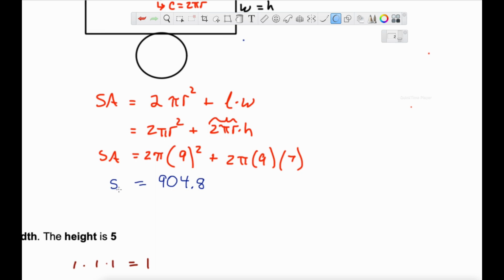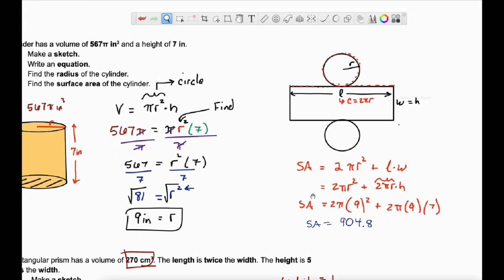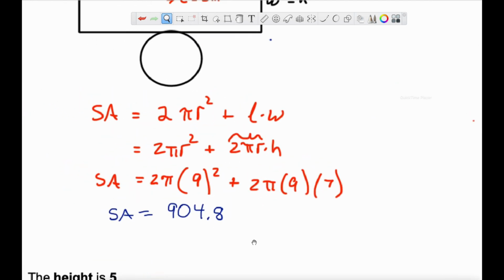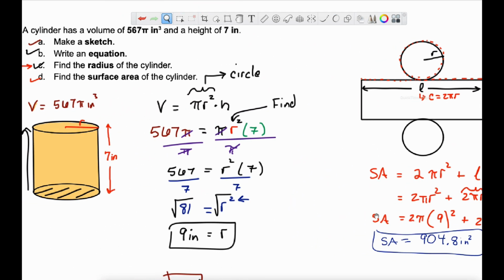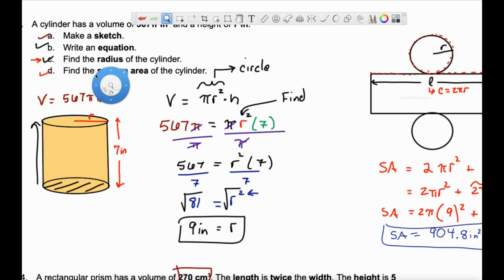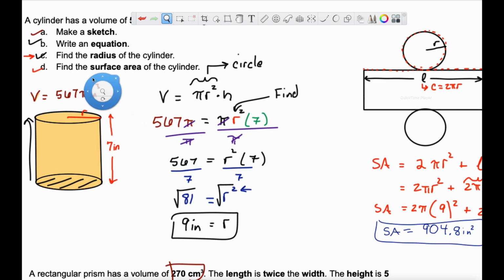904.8 per surface area, and these units are inches squared. Okay, so that is the surface area of the cylinder. We've got the radius. I've got the equation in the sketch.